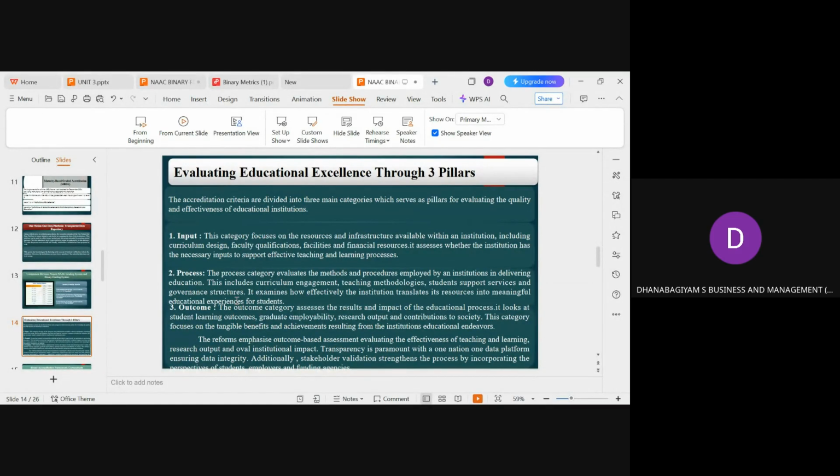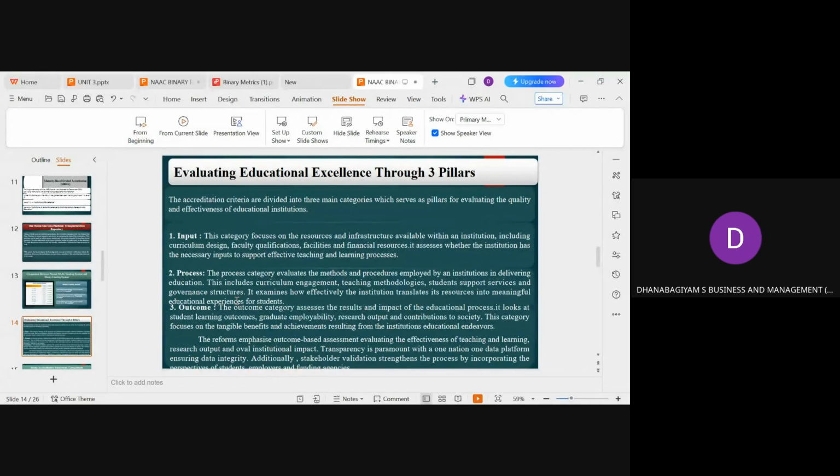So all these factors come under the input. Under this, the question is whether the institution has all the necessary inputs to support an effective teaching-learning process, and whether it is happening properly or not. When effective teaching and learning need to happen, these are the basic foundation which an institution or university should have. So that comes under the input.